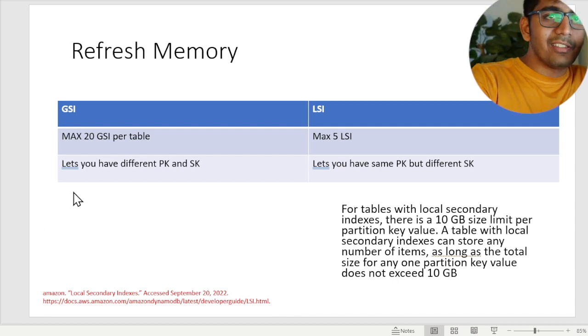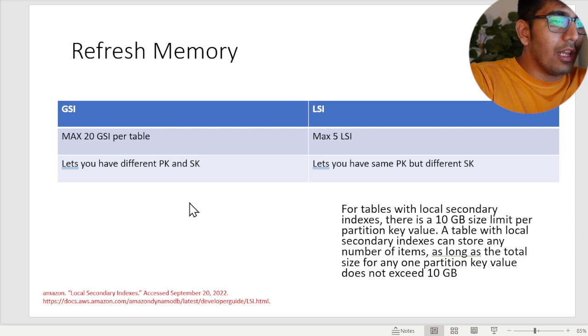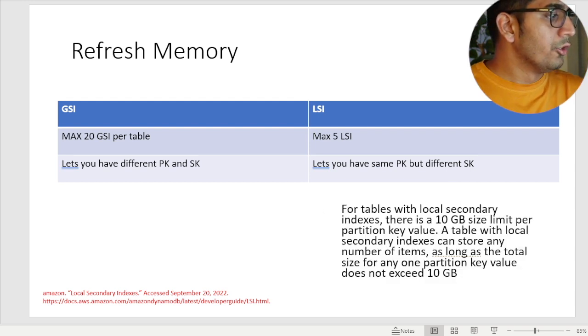GSI allows you to have a different PK and an SK. LSI essentially uses the same PK but a different SK. You can use up to 20 GSI per table. You can use a maximum of up to 5 LSI per table, right? For tables with LSI, or local secondary index, there is a 10 GB limit per partition key value. A table with a local secondary index can store any number of items as long as the total size for any partition key does not exceed 10 GB. Very important, okay? So I hope these concepts are clear about the GSI.